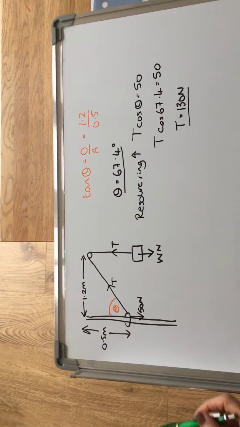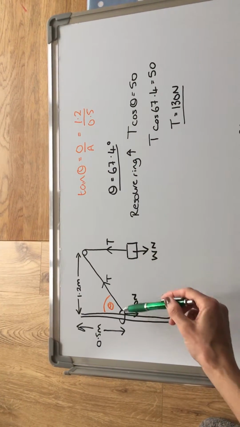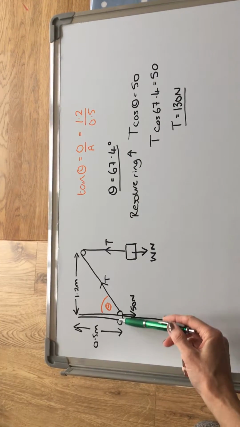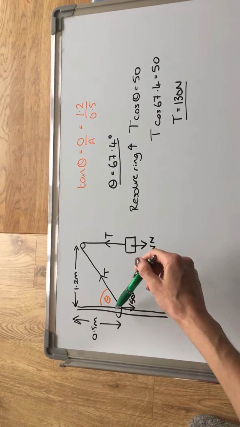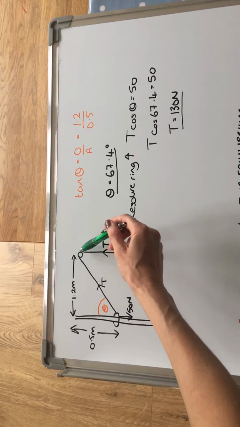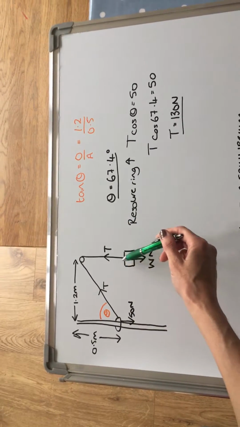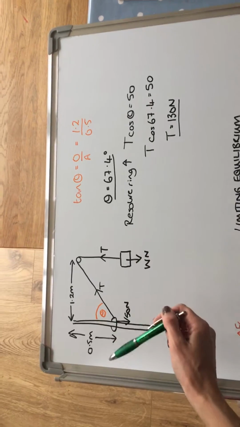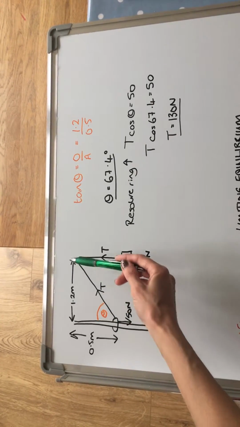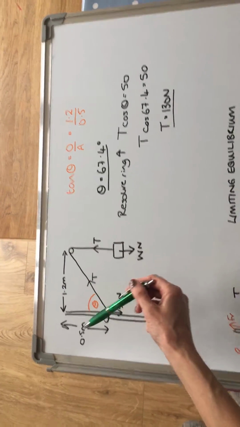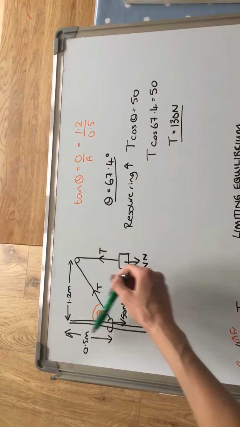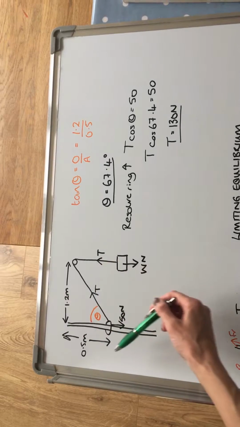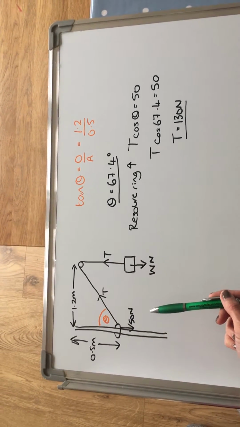So this is a lovely little question involving connected particles and friction. What we've got is a ring around a rough vertical pole, and it's connected by a rope which goes over this smooth horizontal peg and is attached to a weight. At the start of the question, we're told that this distance here is 1.2 metres, and the ring is 0.5 metres below the peg. It hangs in equilibrium with no friction.